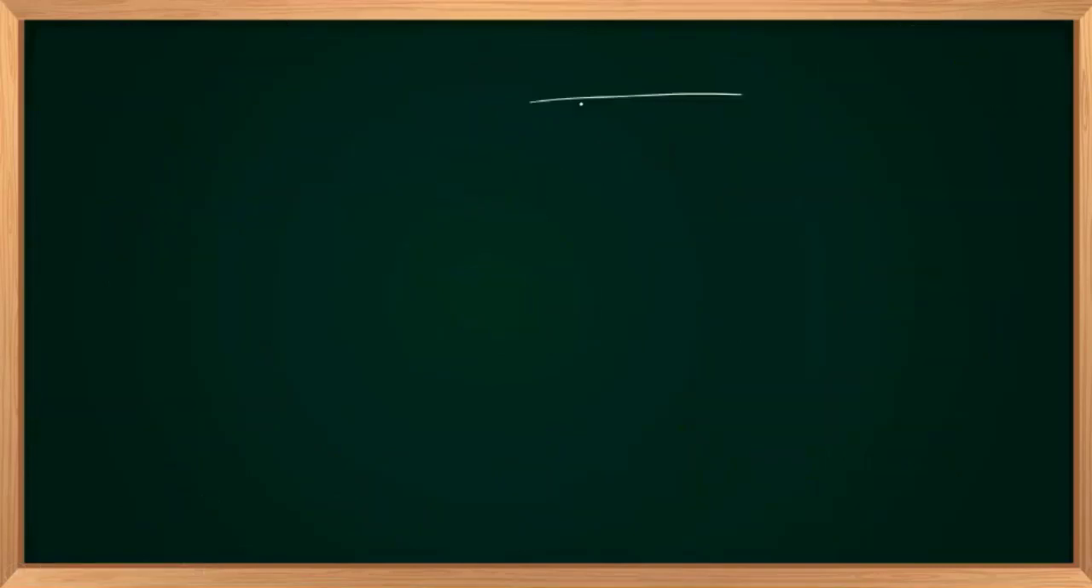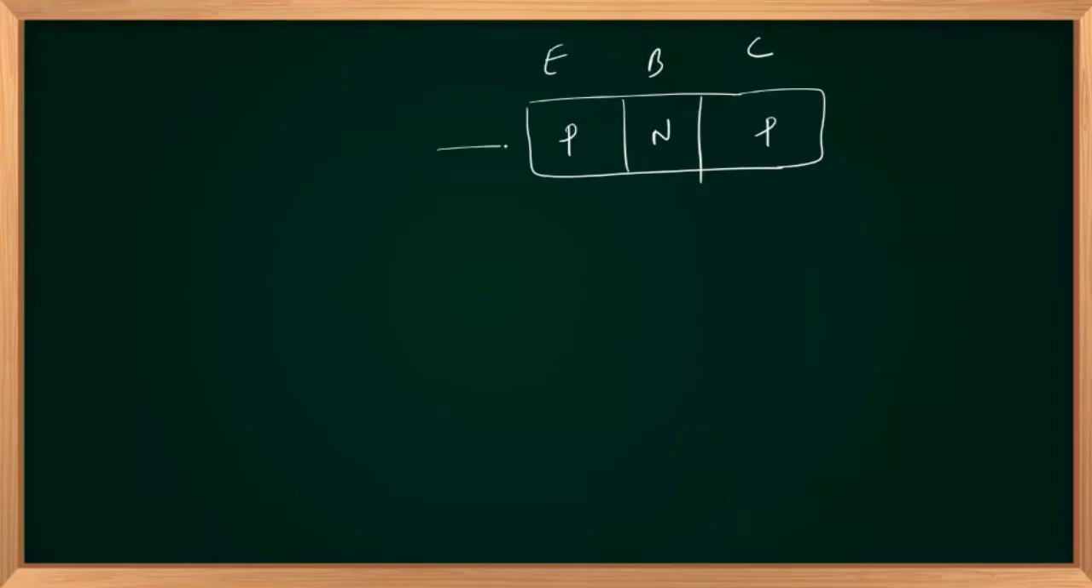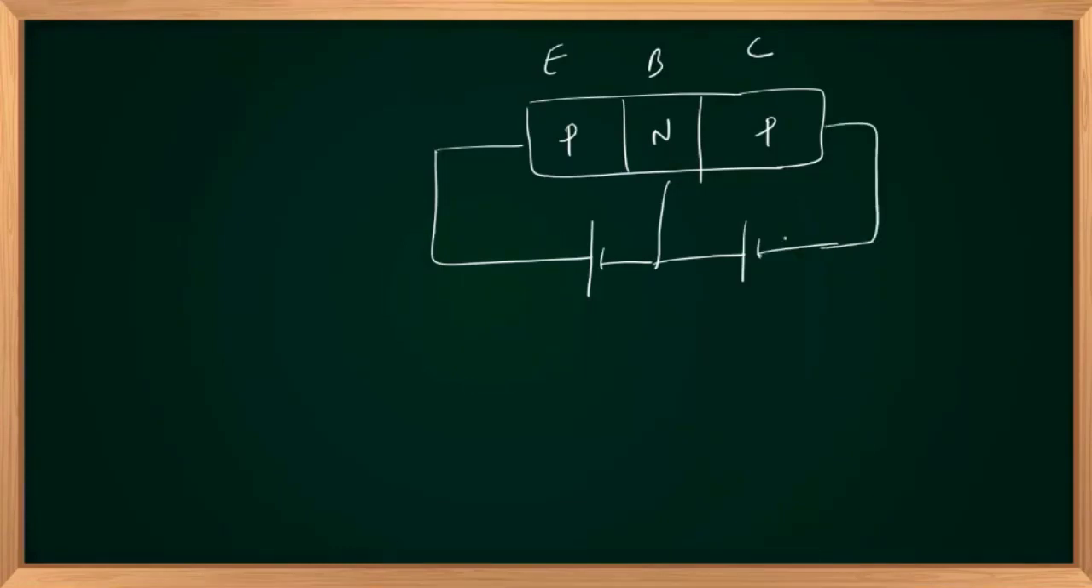And I will quickly go through the PNP transistor also with respect to its circuit symbol. Let us call again emitter, base, collector, and the transistor is P, N, P. We should forward bias one junction, and we should reverse bias the other junction to operate it in active mode. Right? So this positive pole will repel the holes. Those repelled holes will pass through the N region.